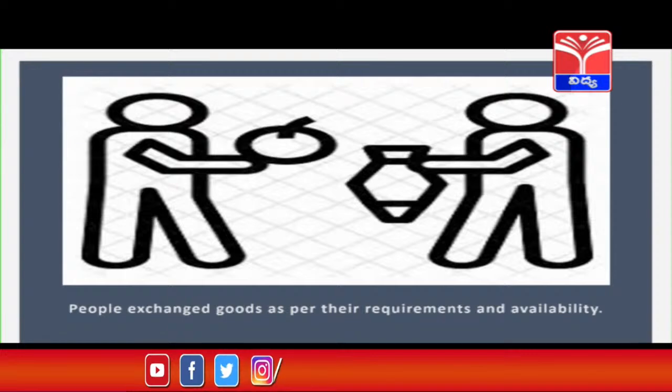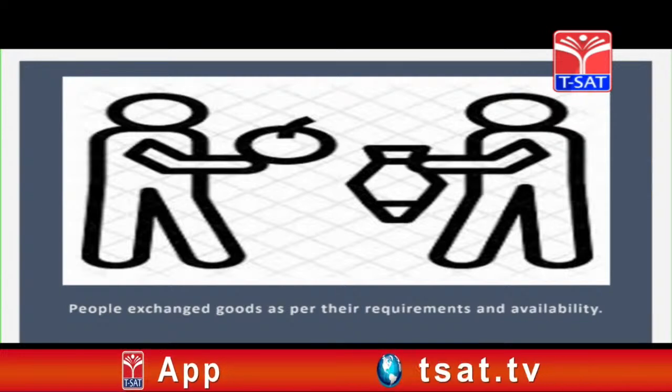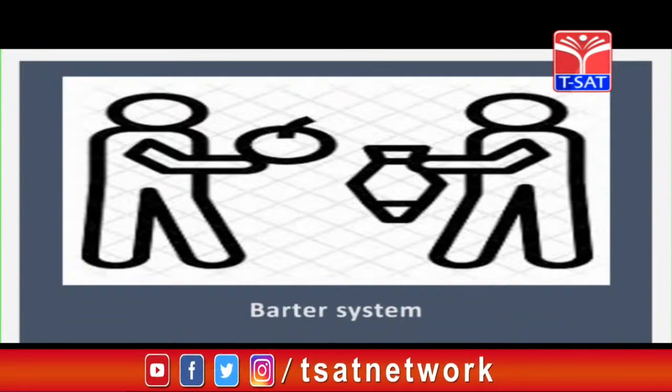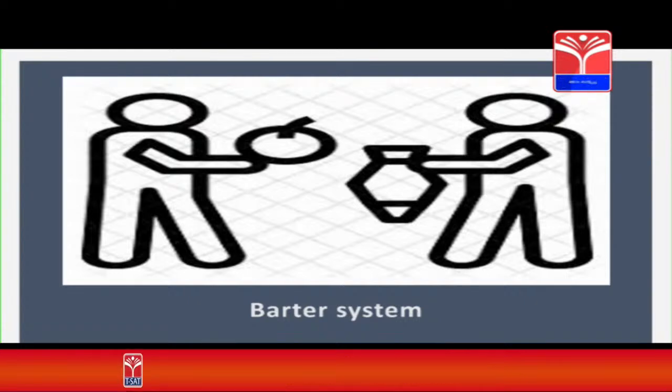They used to exchange things as per the requirement and as per the availability. They used to exchange it among themselves. That is, rice was exchanged for vegetables, vegetables were exchanged for fruits. So, likewise the exchange was taking place. This system of exchange of goods was called the barter system.